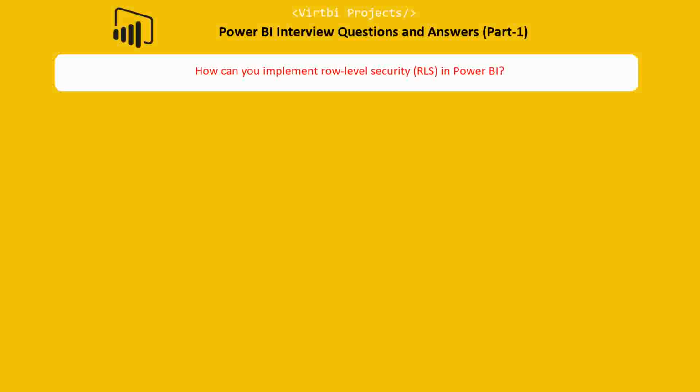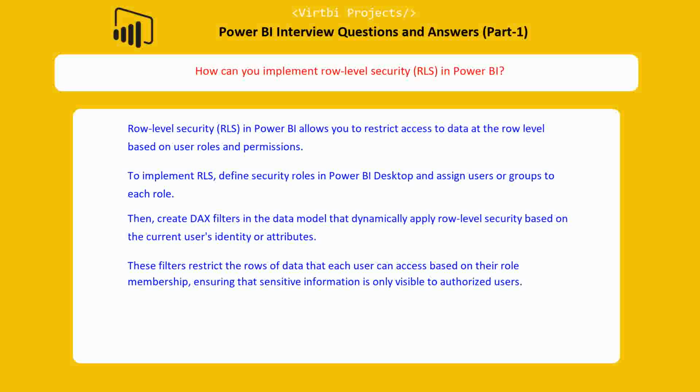How can you implement row-level security, RLS, in Power BI? Row-level security, RLS, in Power BI allows you to restrict access to data at the row level based on user roles and permissions. To implement RLS, define security roles in Power BI Desktop and assign users or groups to each role. Then, create DAX filters in the data model that dynamically apply row-level security based on the current user's identity or attributes. These filters restrict the rows of data that each user can access based on their role membership, ensuring that sensitive information is only visible to authorized users.